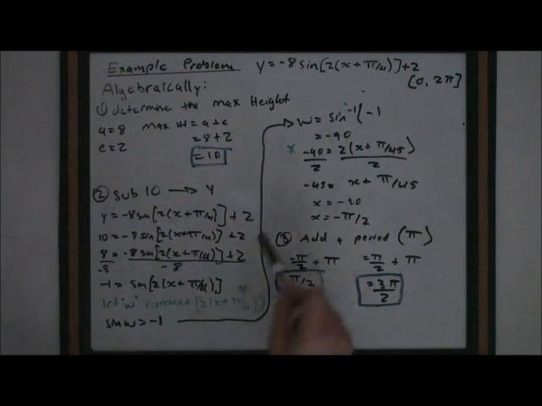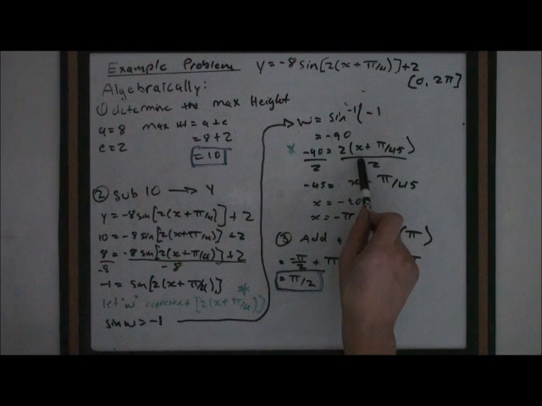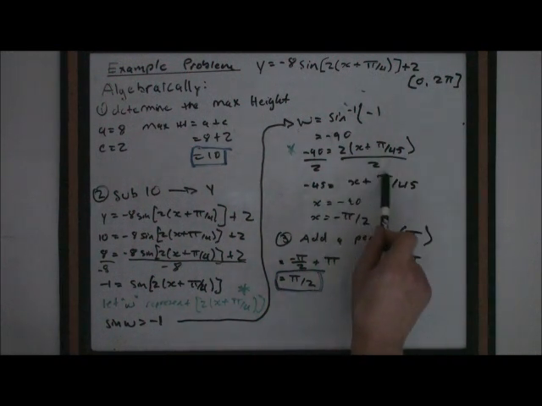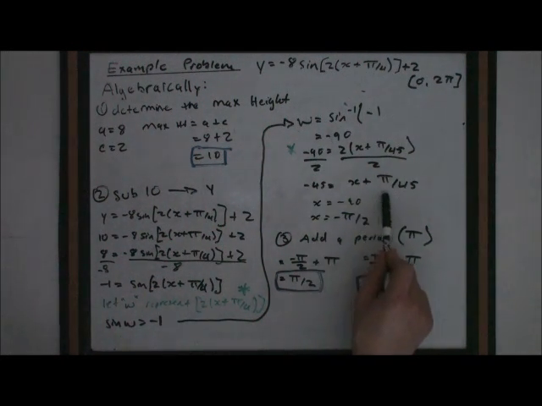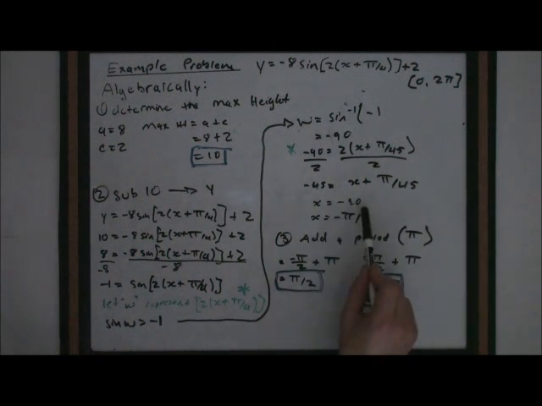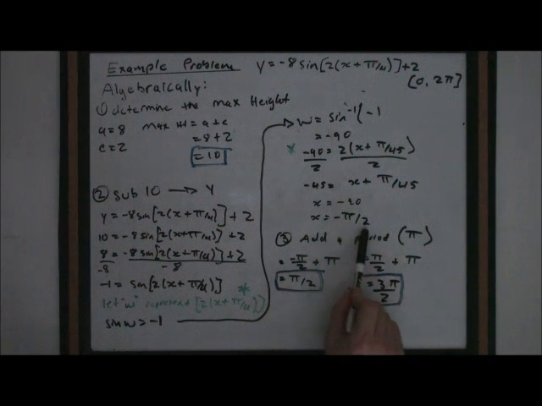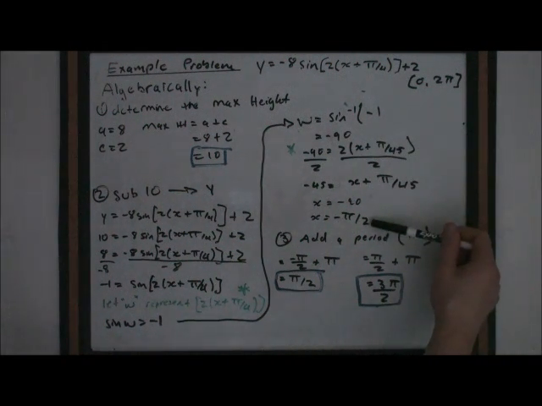W also equals 2x plus pi over 4. So we bring it up here. Negative 90 equals 2x plus pi over 4. We're going to divide by 2. Negative 45 equals x plus pi over 8, bring the pi over 8 over. We get x equals negative 90, which in turn is x equals negative pi over 2. Now our domain is between 0 and 2 pi. Negative pi over 2 is out of our domain.